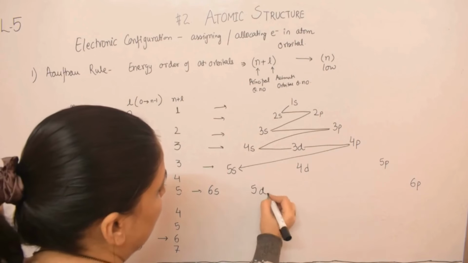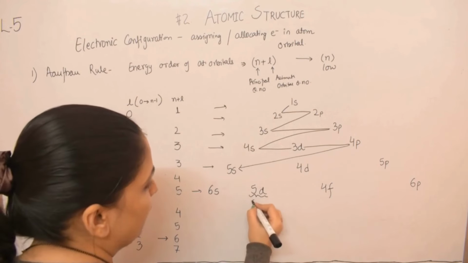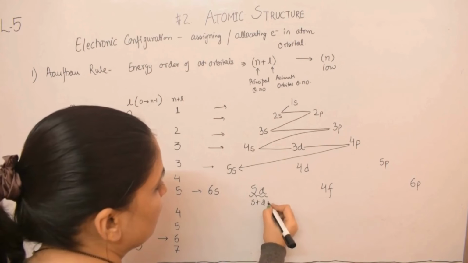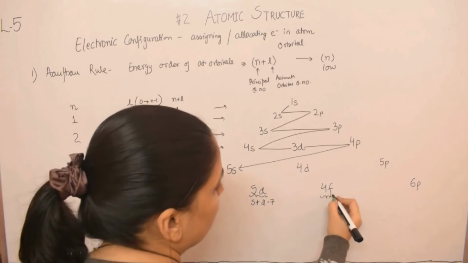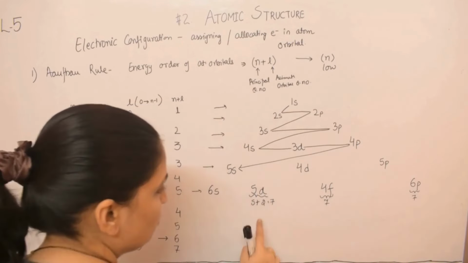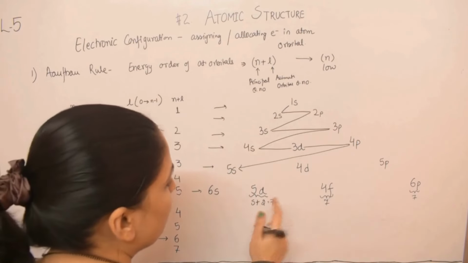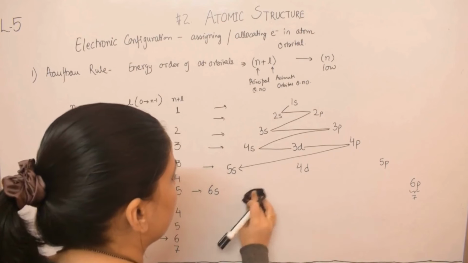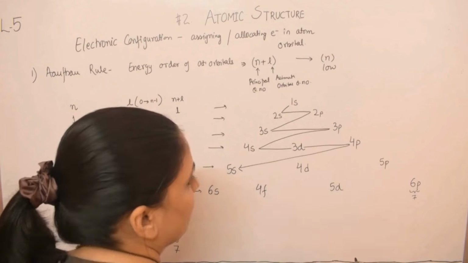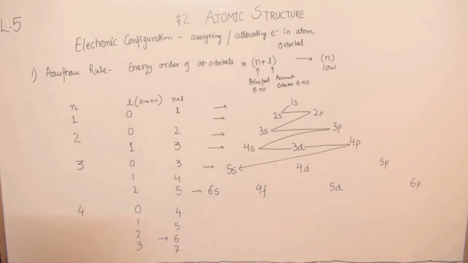5d as well as 4f, because 5d also has n plus l: 5 plus 2, which is 7. 4f is 4 plus 3, which is 7. 6p is also 7. So out of all the 7 n plus l values, 4f will be first, then 5d, and 6p. So this is how this is filled.